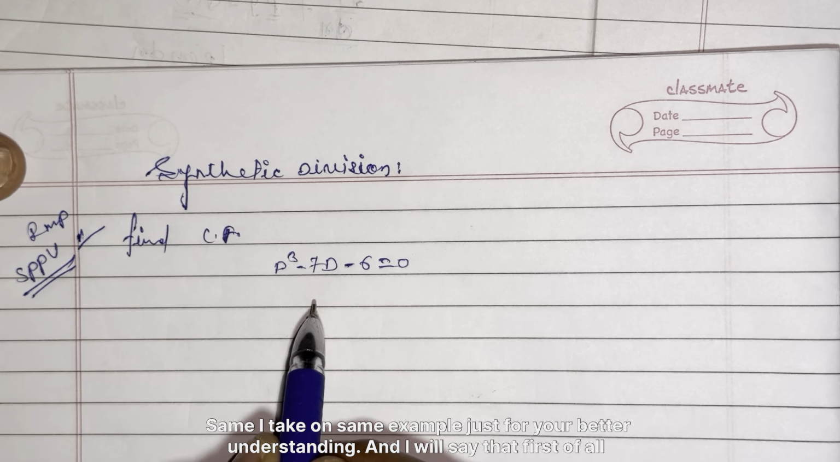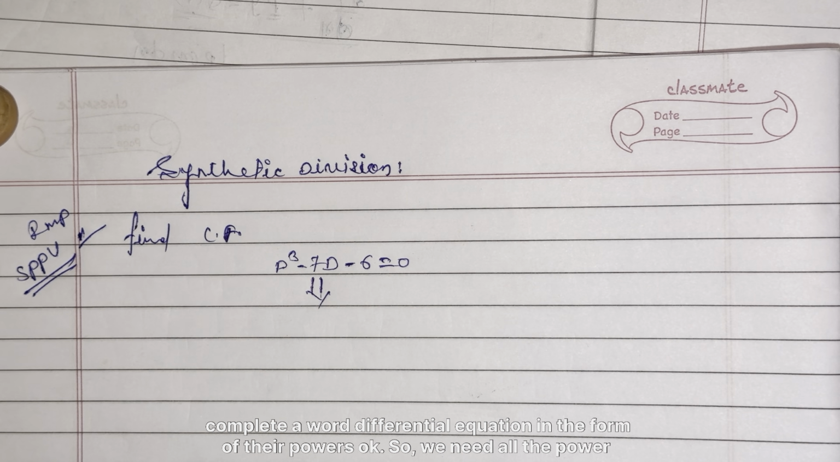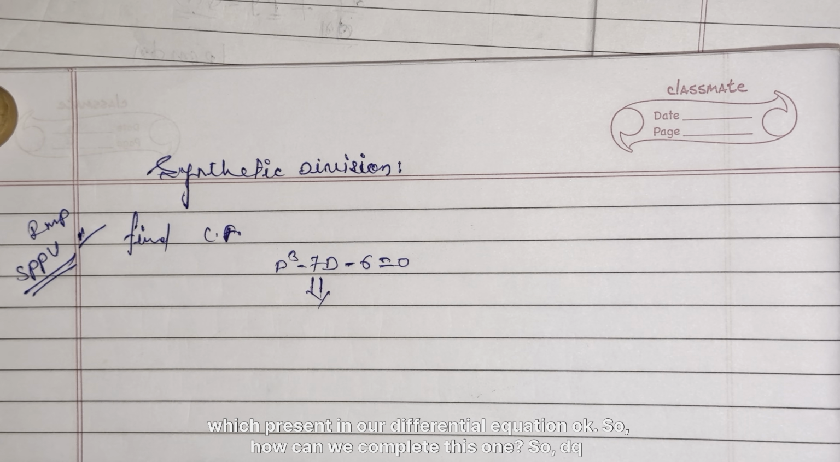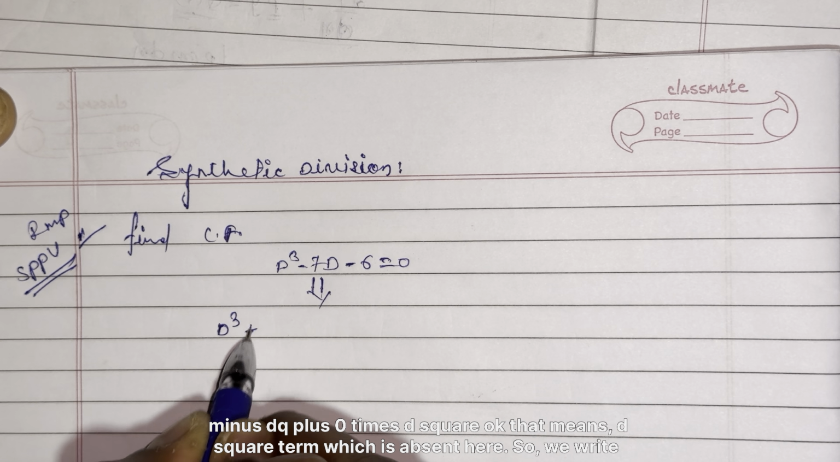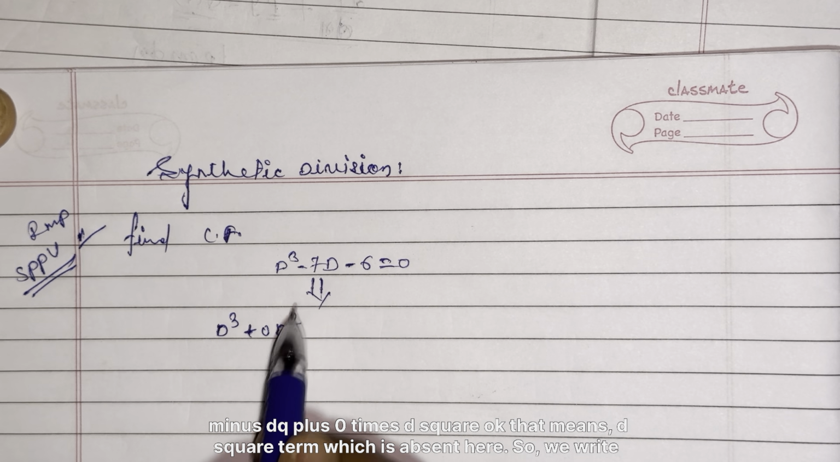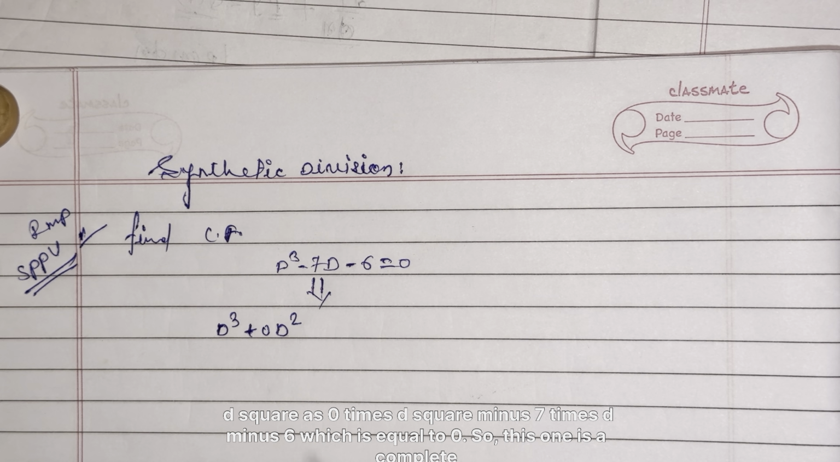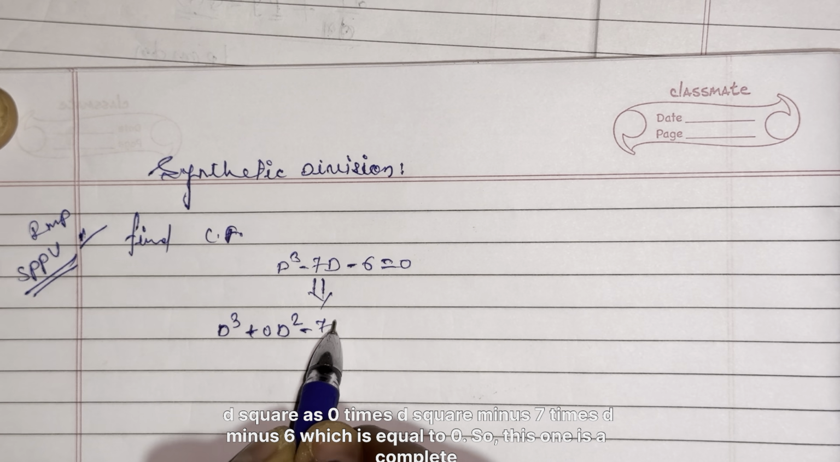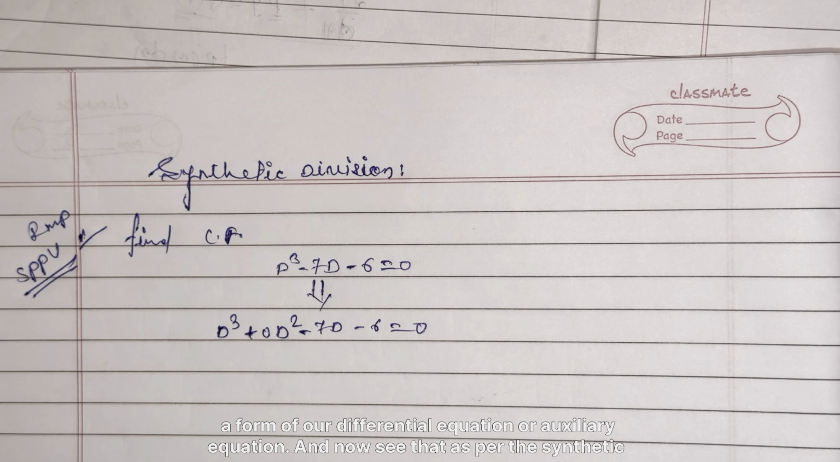And now see that first of all we complete our differential equation in the form of its powers. Okay, so we need all the powers which are present in our differential equation. So how can we complete this one? So d cube plus 0 times d square. Okay, that means the d square term is absent here, so we write 0 times d square, minus 7 times d minus 6, which is equal to 0. So this is the complete form of our differential equation or auxiliary equation.